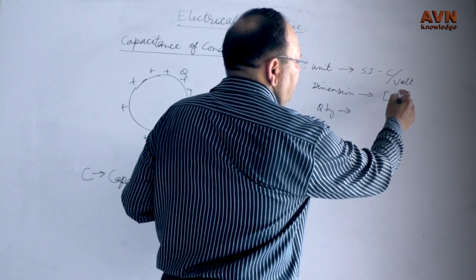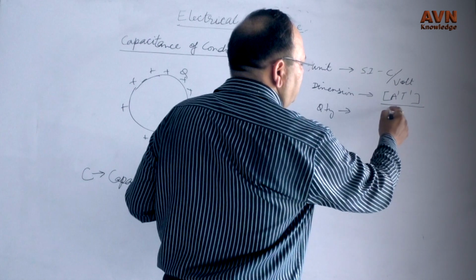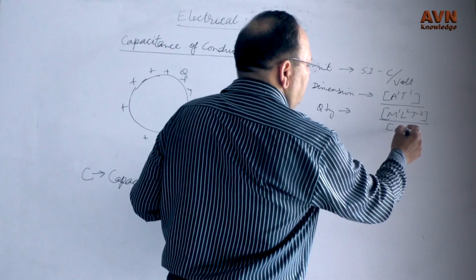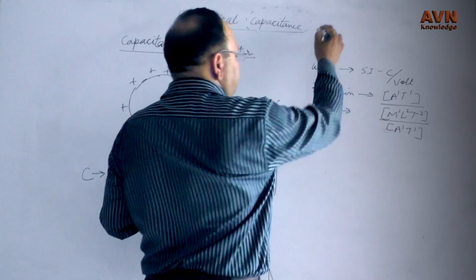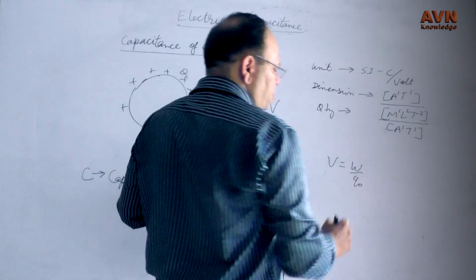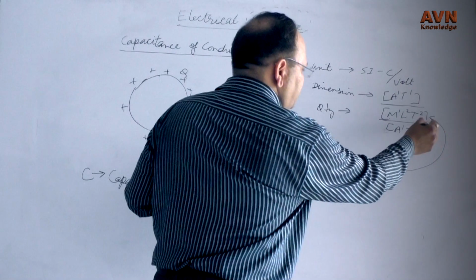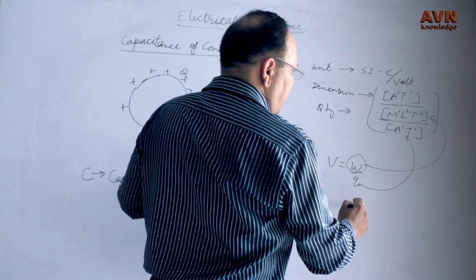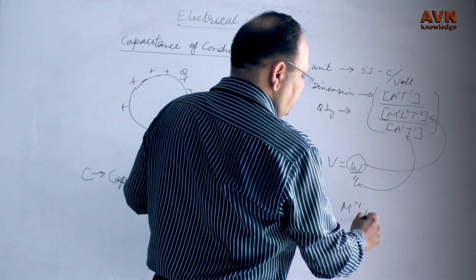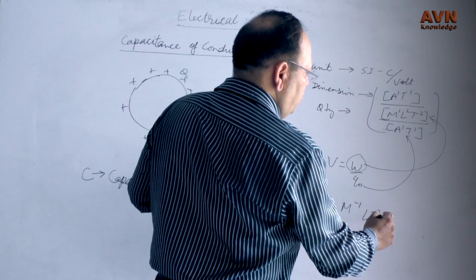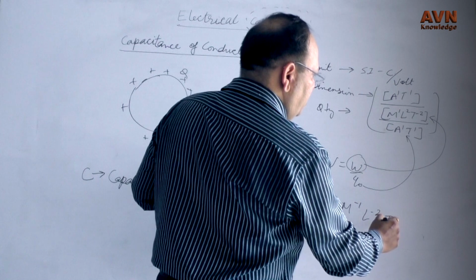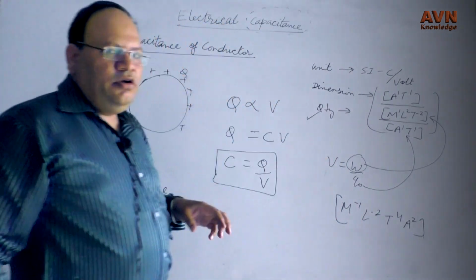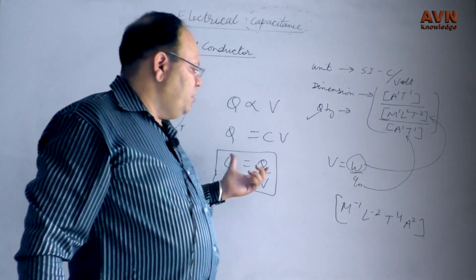What is the dimension of coulomb? A1 T1. What is the dimension of volt? M1 L2 T minus 2 upon A1 T1, because the potential is W upon Q naught. So combining these, the net dimension will be M minus 1, L minus 2, T plus 4 and A2. So this is the net dimension. And what kind of quantity is it? It is a scalar, because this is a constant quantity.